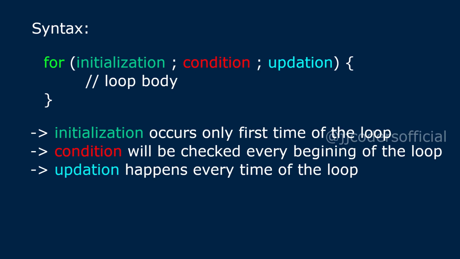The initialization of the for loop occurs only the first time of the loop, and then the condition will be checked every time before starting the loop. The updation also happens every time the loop executes. Let's see this with an example program.